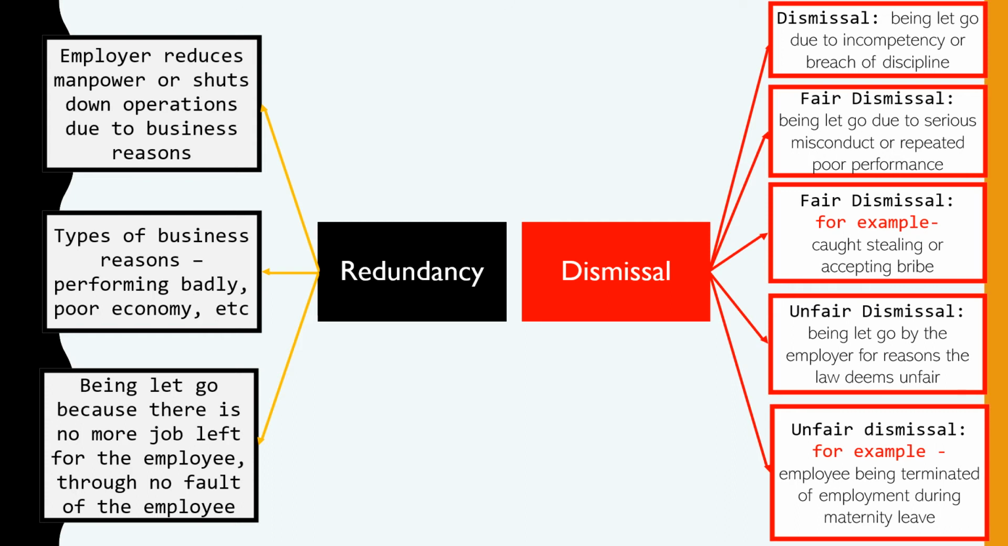So basically, as you can see, redundancy and dismissal, one in black and the other one in red. The red one highlights being dismissed or terminated due to factors that could arise due to the employee's own faults, such as incompetency and breach of discipline. At the same time, employees could be dismissed by employers unfairly, for reasons such as nothing to do with incompetency or breach of discipline, but rather sensitivity and prejudice, particularly in terms of terminating female employees when they are serving their maternity leave, or terminating the employment of a person because of skin color, for that matter.